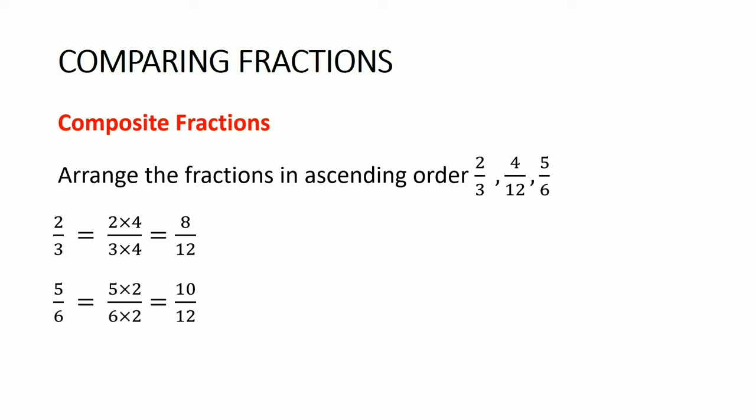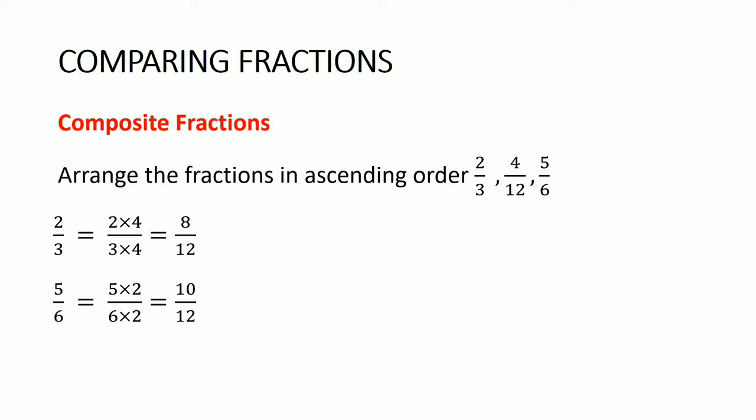We can do the same for the 5/6. Now we would have to determine what we multiply the denominator by to give me 12. We need to multiply 6 by 2 to give me 12. And since we multiplied by 2 in the denominator, we need to multiply by 2 in the numerator. So that 5/6 would be equal to 5 times 2 over 6 times 2, which is equivalent to 10/12.